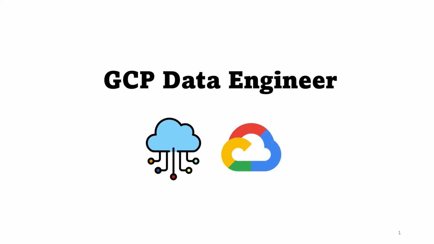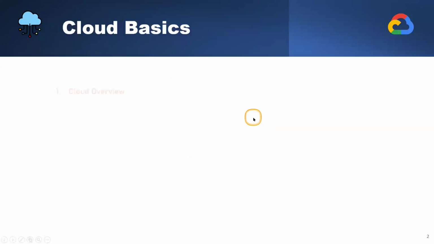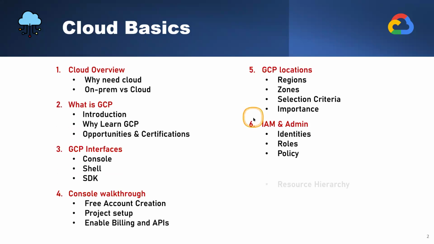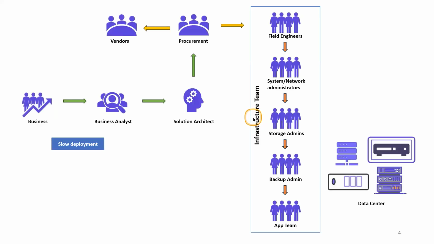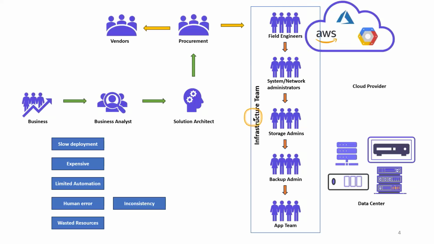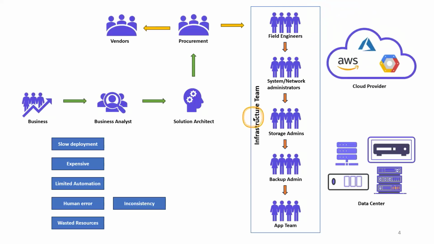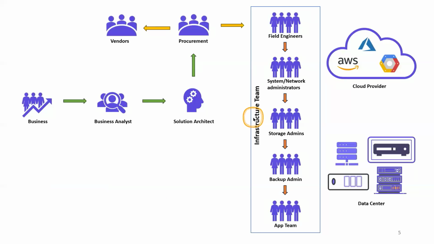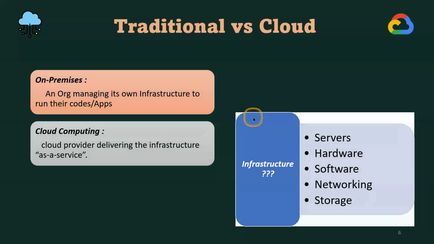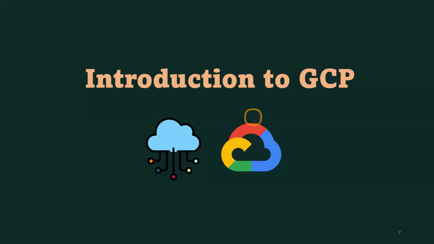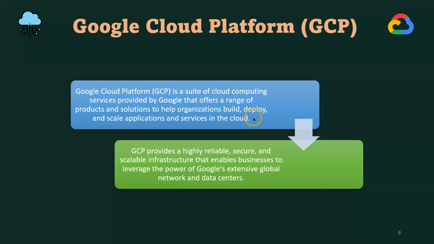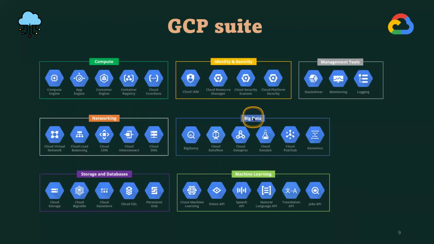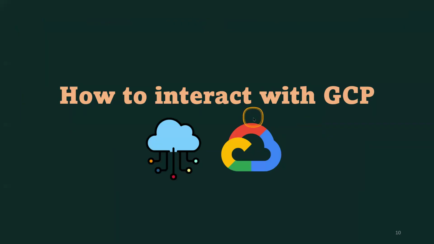So if you guys remember, yesterday we saw the cloud overview. That is, we saw why we need the cloud platform, and how the traditional working model works, and how cloud platforms come into the picture and what are the advantages of using the cloud over the traditional working model. After that, I told you what Google Cloud Platform is and what services it provides us. And I also told you how we can interact with the GCP interfaces.